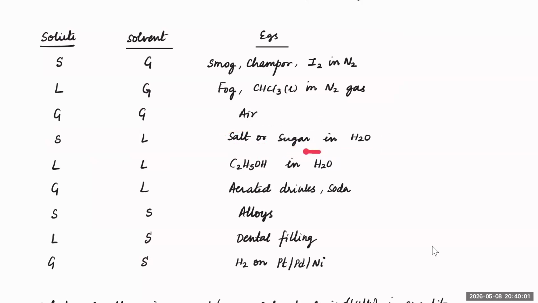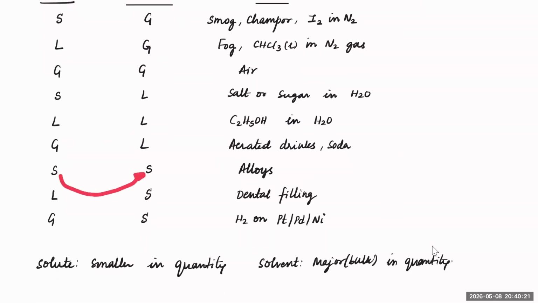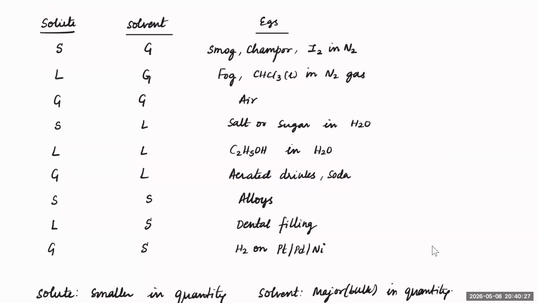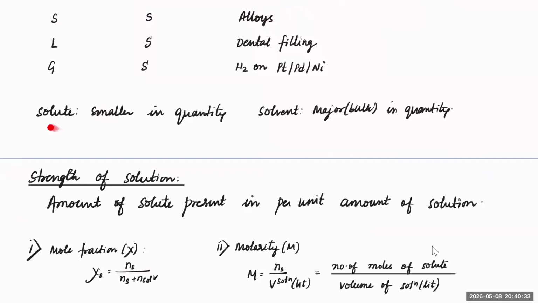Same is the case if you take ethanol in water or water in ethanol, it will form true solutions. If you have any aerated drinks where gas is being added to liquid, it can also form true solutions, like aerated sodas and drinks. Solid and solid mixed together, these are all alloys, so they are also forming true solutions here. So you can see these are all the examples of true solutions. Next, generally, whenever we refer to solute, we expect this to be a smaller quantity. Solvent is the one which is in larger quantity or bulk in quantity.